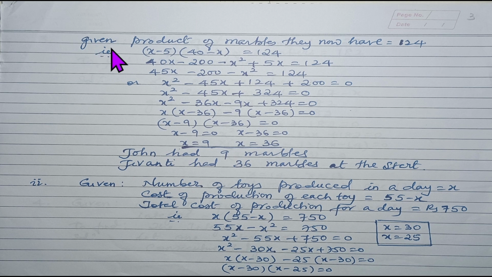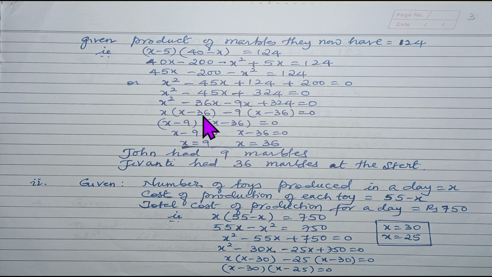Now it is also given to us the product of their marbles after having lost 5 marbles is 124, therefore x minus 5 into 45 minus x is equal to 124. Simplifying this, we get 40x minus 200 minus x square plus 5x is equal to 124, and that is 45x minus 200 minus x square equal to 124. Then simplifying it, we get a quadratic equation x square minus 45x plus 324 equal to 0.